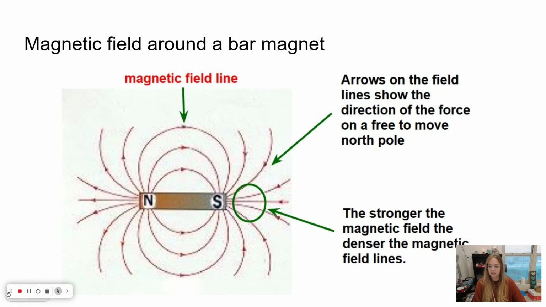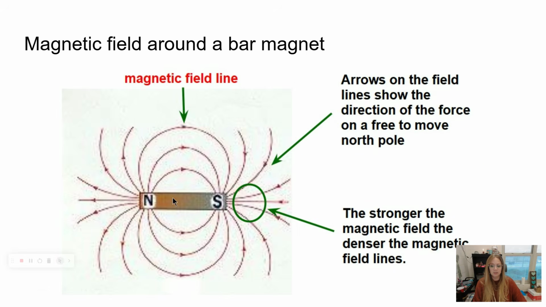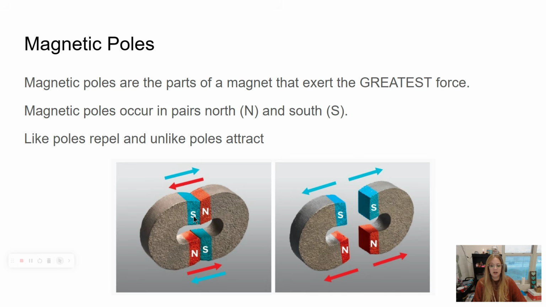I'm going to move this thing out of the way because it's in the way. When you come back here, because the field is exiting the north and entering the south, that's why you have south and south repelling and north and north repelling, because they are going the same direction of that field force.